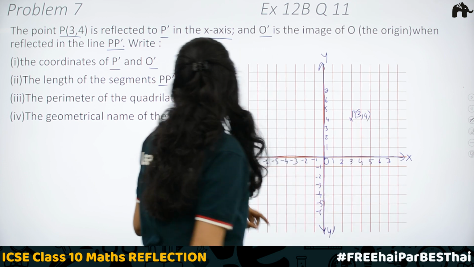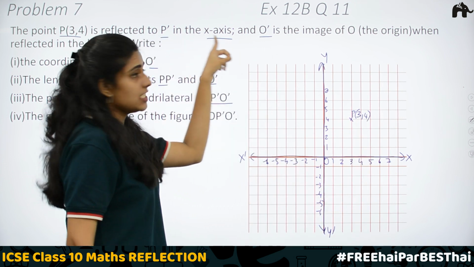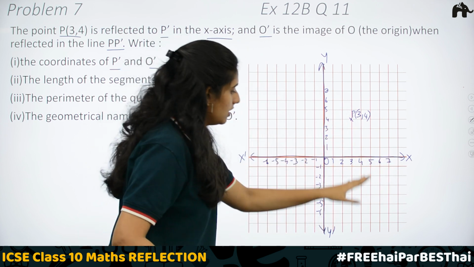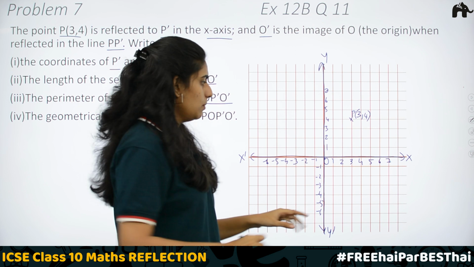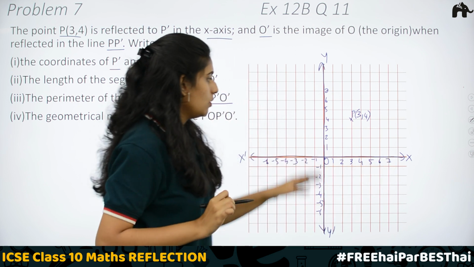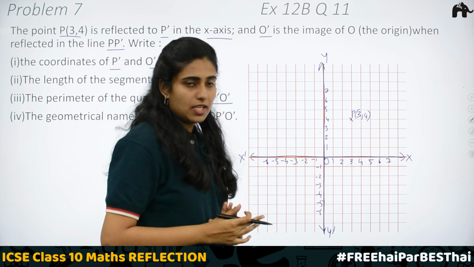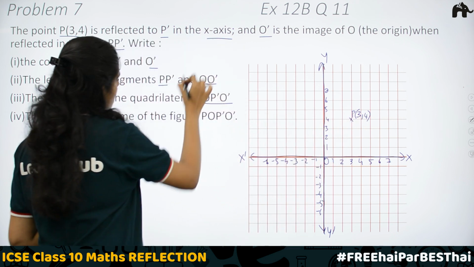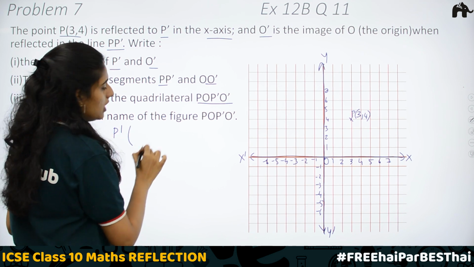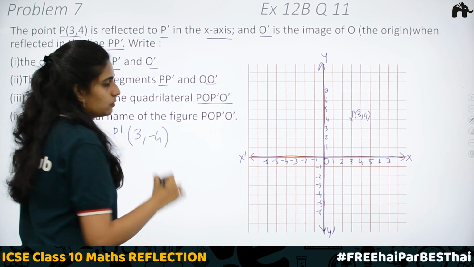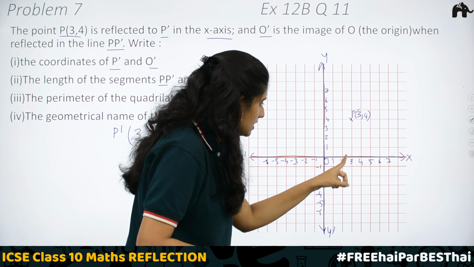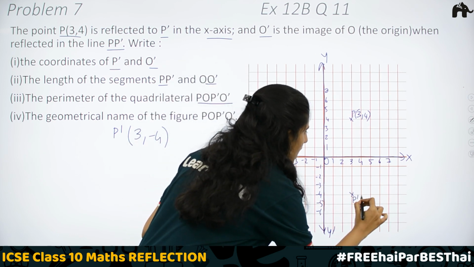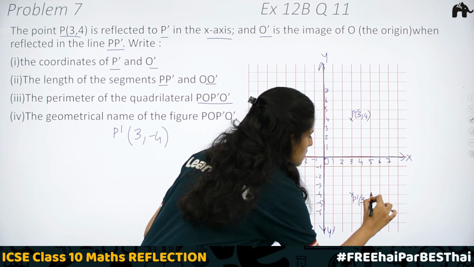Now, this point is reflected to P' in the x-axis. The mirror line is the x-axis. Where do we get the image? Here, in this part. The x-axis is a mirror line, which means the x-coordinate will remain the same and the y-coordinate sign changes. That is, we get P' with coordinates 3, minus 4. 3 is the x-coordinate, minus 4 is the y-coordinate. This is P', P'(3, -4).